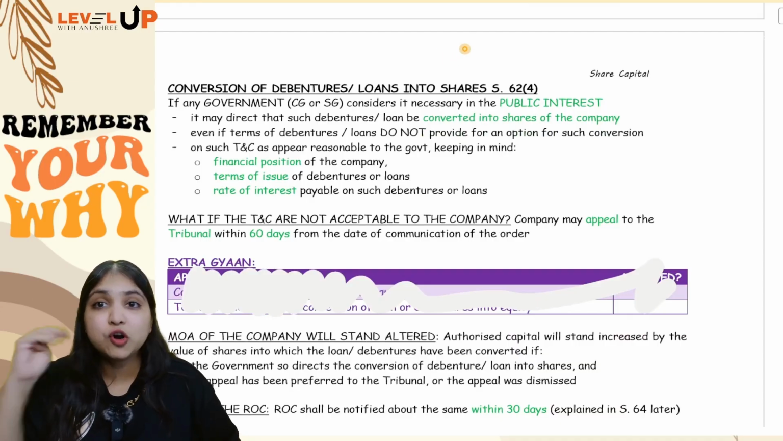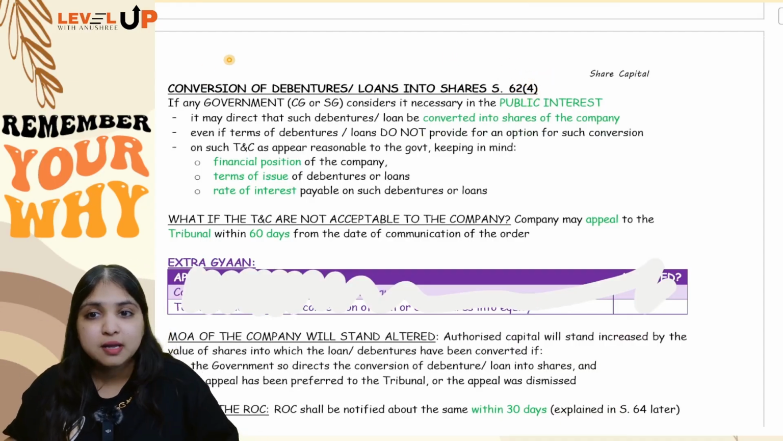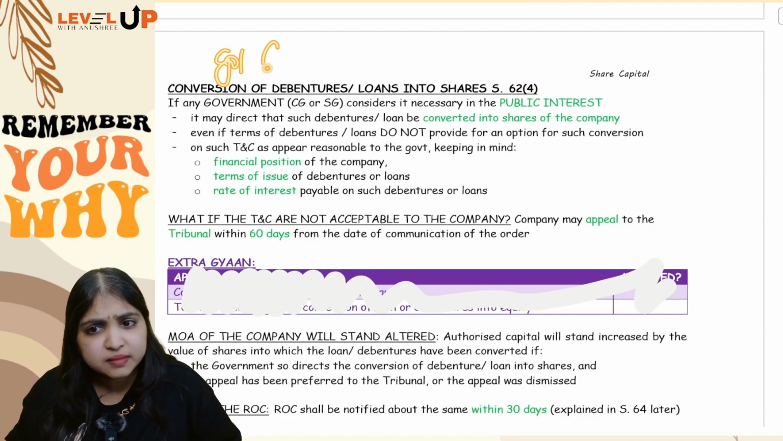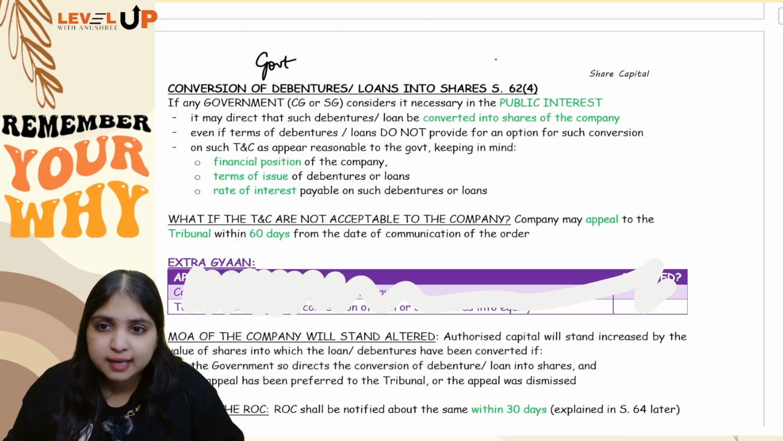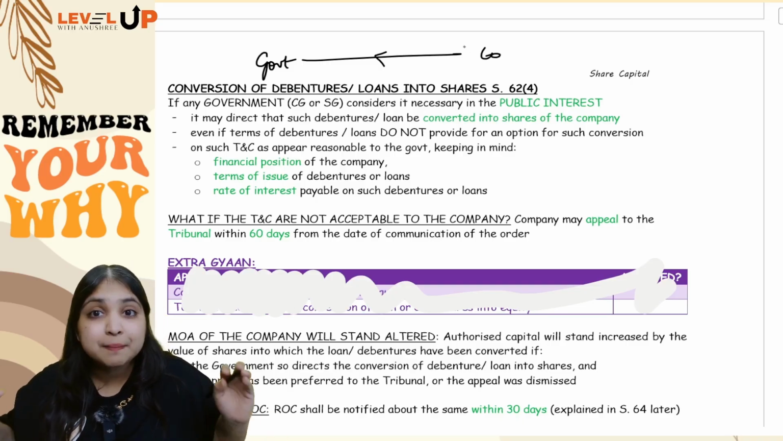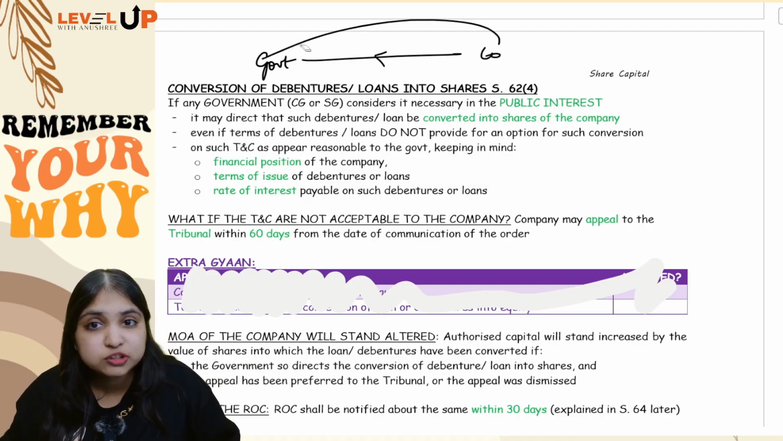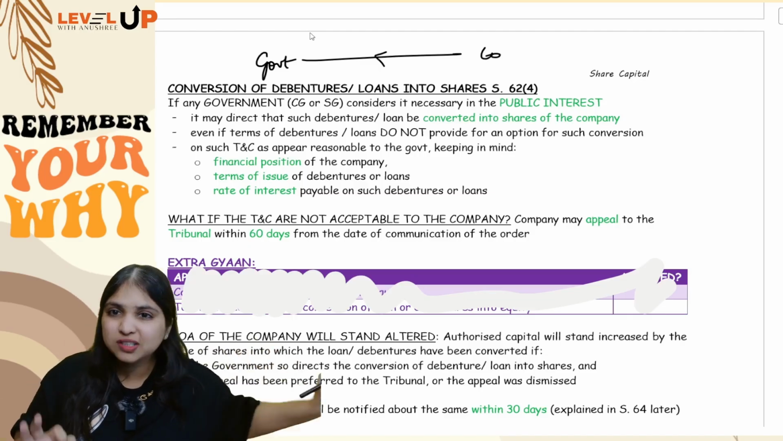Then we came to the fourth part, the fourth limb, the most important limb of section 62, wherein the government is on one side. This government can be central government or the government can be state government. We have government on one side and on the other side we have company. Company owes money to the government. Now company is unable to repay that money. That money which the company owes to the government, originally it is not convertible and all.